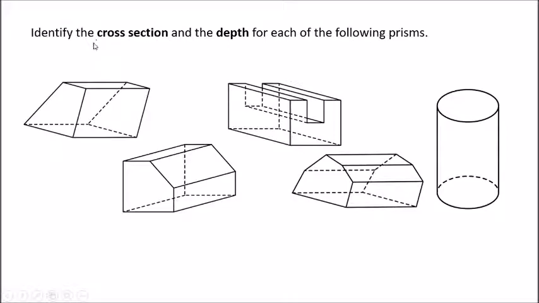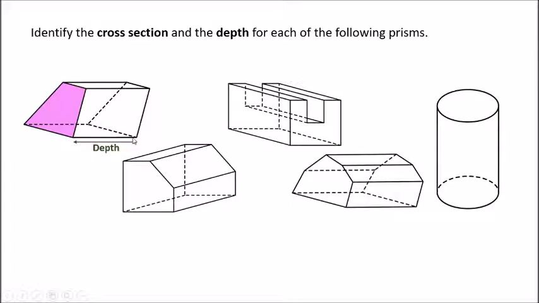Okay, so let's just try a couple of questions together just to make sure we understand what the cross-section actually is. Well, what does the cross-section of this first shape look like? Well, the cross-section I'm shading like this. So the cross-section is this trapezium face. And what does the depth mean? Well, depth is just the length that face is perfectly perpendicular away from the cross-section. So in this shape, this would be the depth.